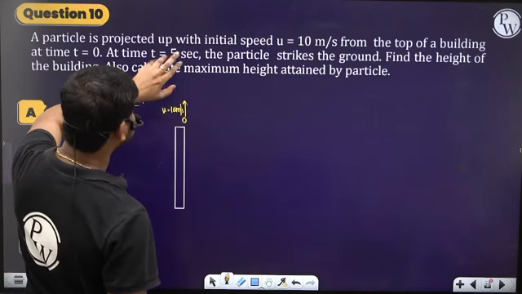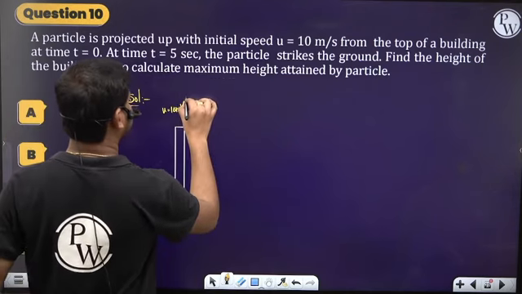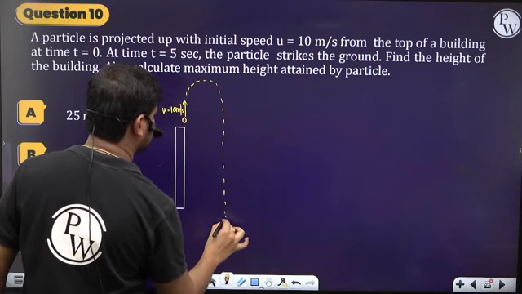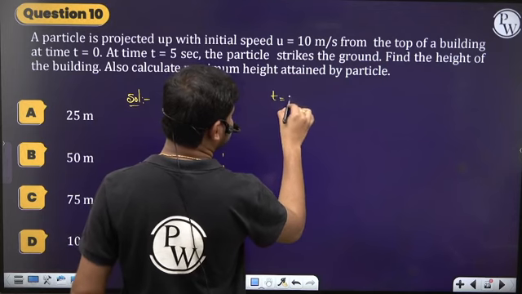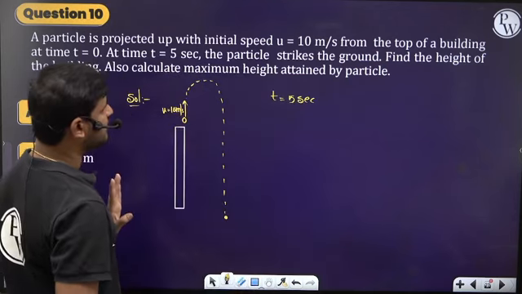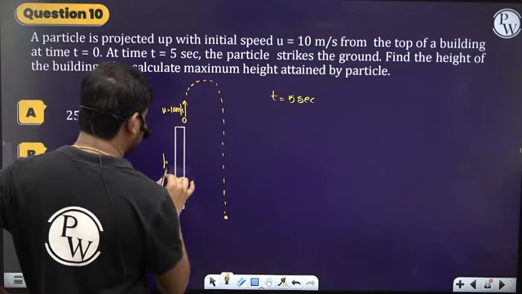At time t equals 5 seconds, the particle strikes the ground. So the particle goes up and then it strikes the ground. How much time in total from here to here? t equals 5 seconds, they are saying. It went up and again it's coming down, right? Then find the height of the building.